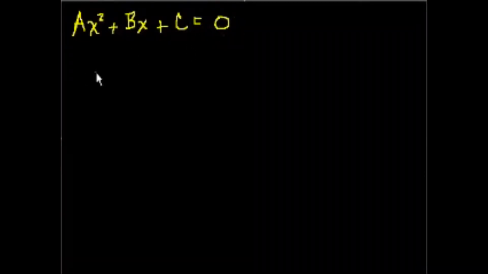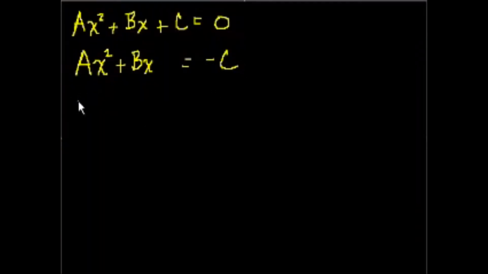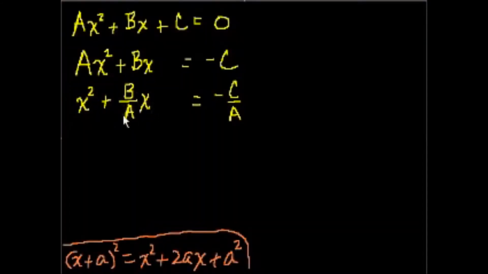Subtract c from both sides, so we get ax squared plus bx is equal to minus c. Let me divide everything by a, so I get x squared plus b over a x is equal to, you have to divide both sides by a, minus c over a. So I'm just completing the square. That's all I'm doing. No magic here.